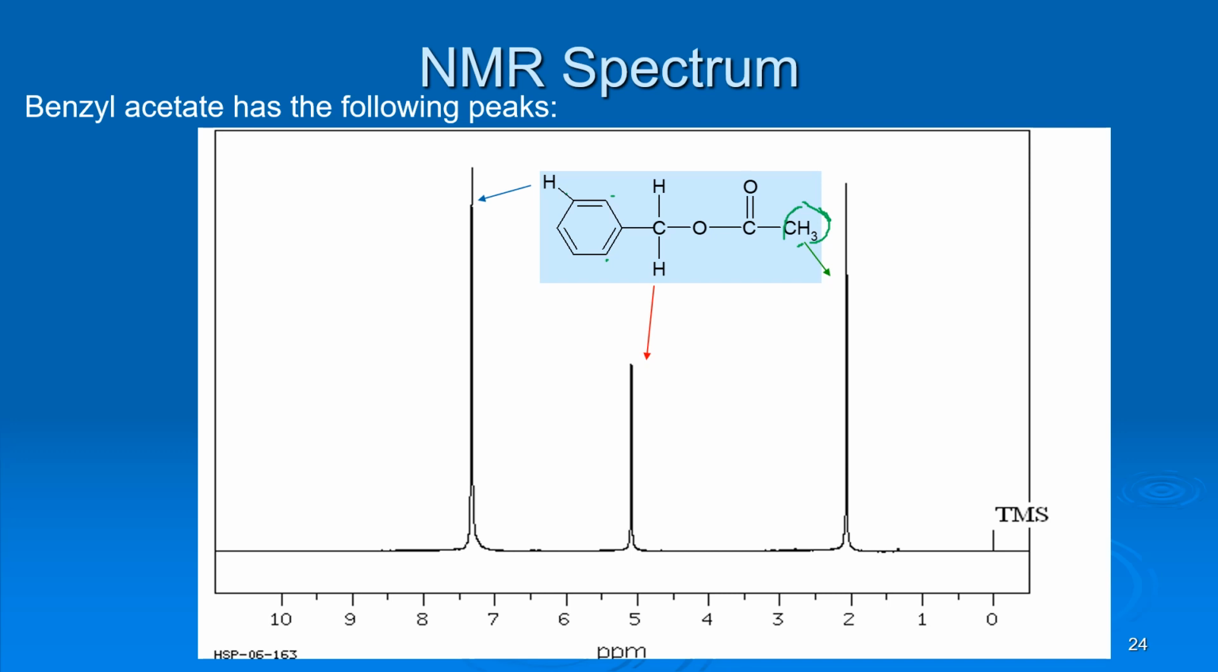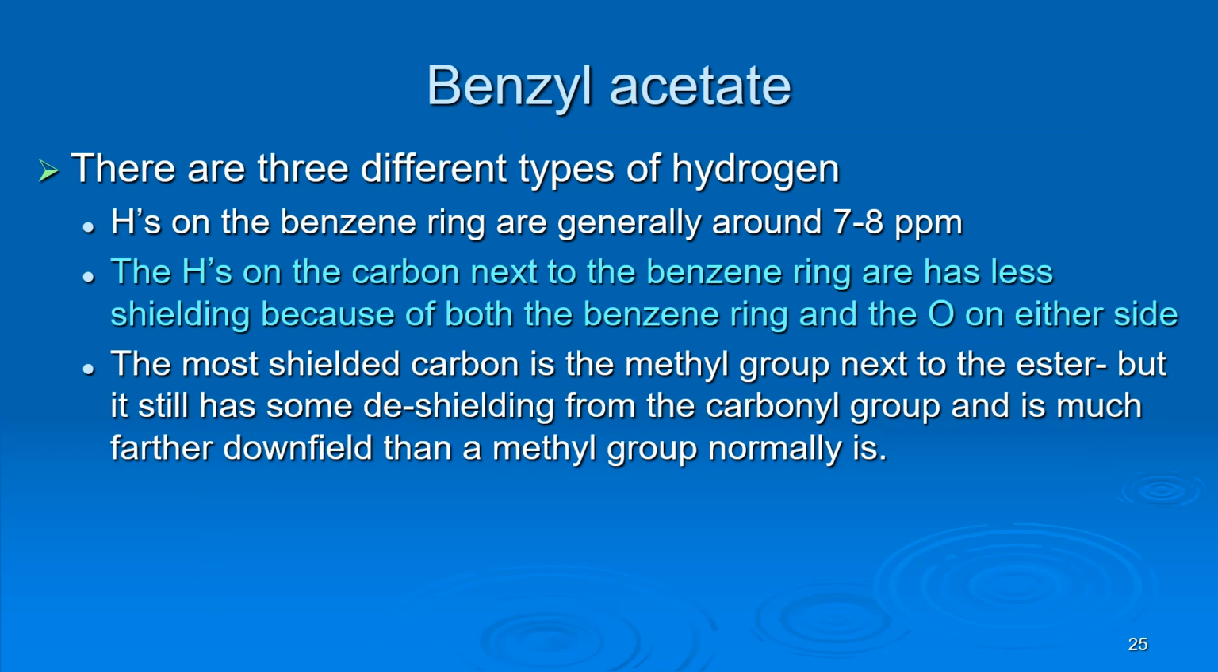It's an interesting topic. All right, so this actually just describes what I said in the last slide. In benzyl acetate, there are 3 different hydrogens. The benzene hydrogens are around 7 to 8. The hydrogens on the carbon next to the benzene ring are less shielded because of the benzene ring and because of the oxygen, and then the most shielded is the methyl group all the way down on the right-hand side.